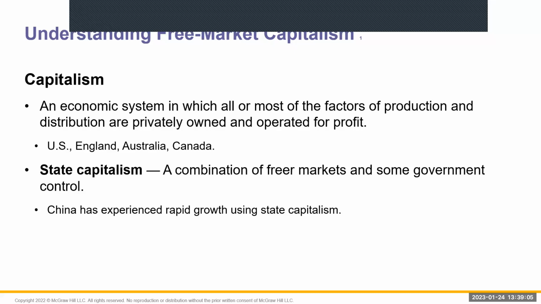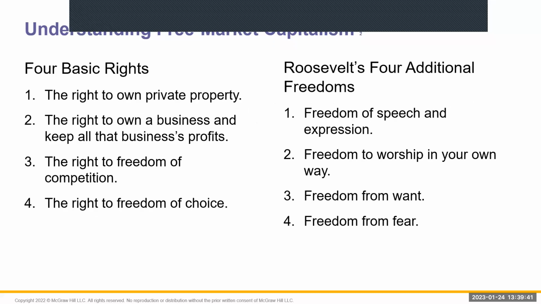State capitalism is a combination of freer markets with some government control. You have to have some government control. China has experienced rapid growth using state capitalism. They've also maintained a lot of control. You have to have a certain amount of regulation, and we'll get into that down the road. But think about what driving would be like if you didn't have traffic laws. Think about how eating out or buying food from grocery stores would be if you didn't have laws that regulated the sanitation and health levels of food that are sold. So you have to have a certain amount of control. It can't be a free-for-all.